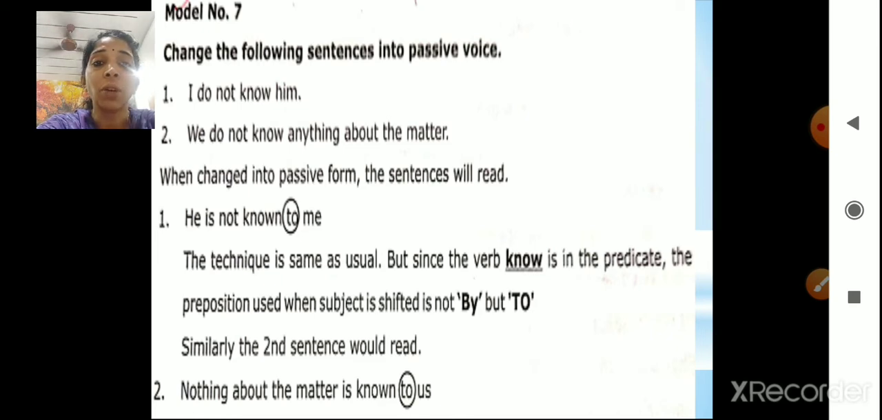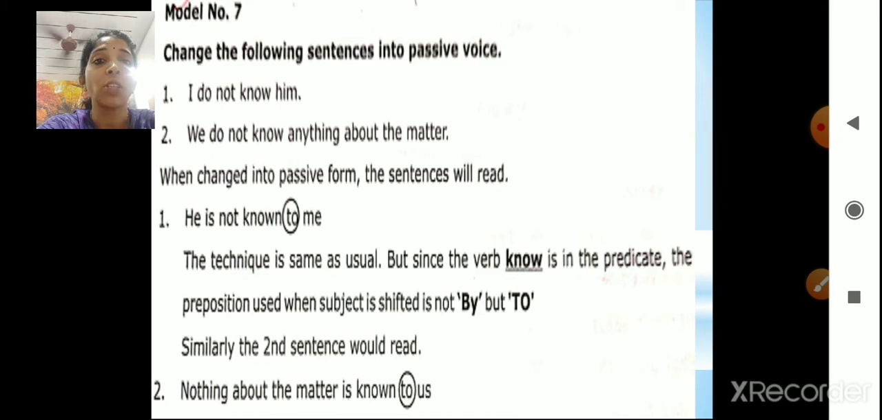Now here what the model says: the technique that we use in transformation from active to passive voice is the same. But since the verb know is in the predicate, the preposition used when the subject is shifted is not by but to. So when there is a verb know in the predicate part of the sentence, we use the preposition to instead of by. And when do we use it? When the subject is shifted. You remember, the subject takes the place of the object.